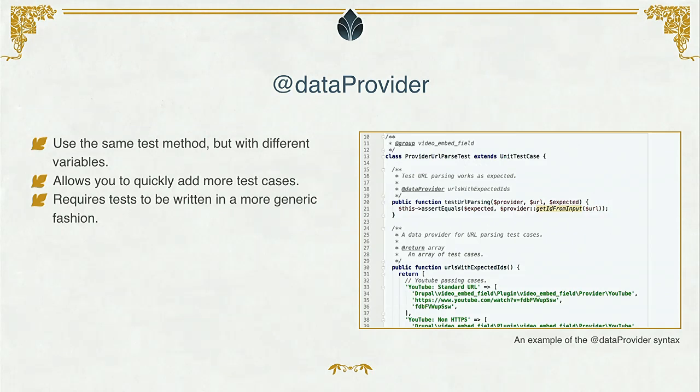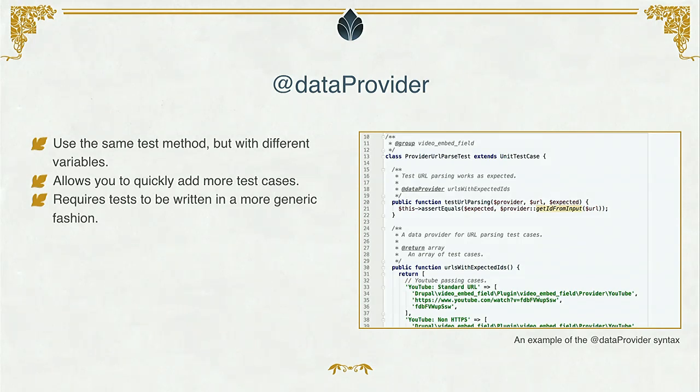Data providers are a good syntax. I'm going to talk about this because it's so widely used in core and contrib. And this essentially is another piece of metadata you put on top of a test method. What that allows you to do is reuse one test method for lots of different test cases. So we have a method under here, which is returning an array of arrays. The outer array is all of the test cases that will be passed into that test method, and each element inside that subarray is the arguments in order for that test method.